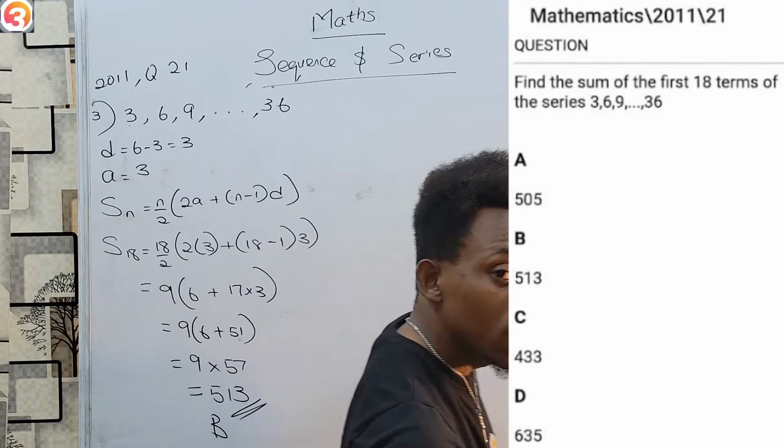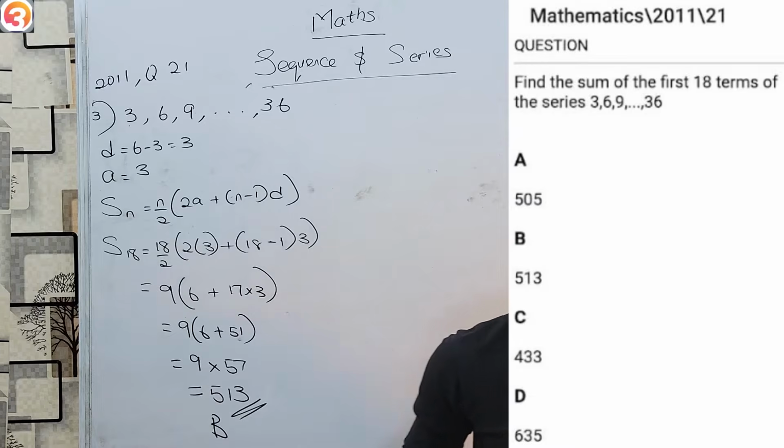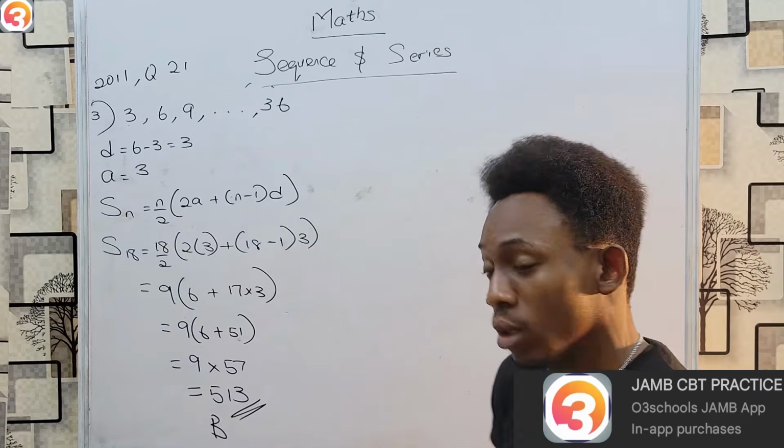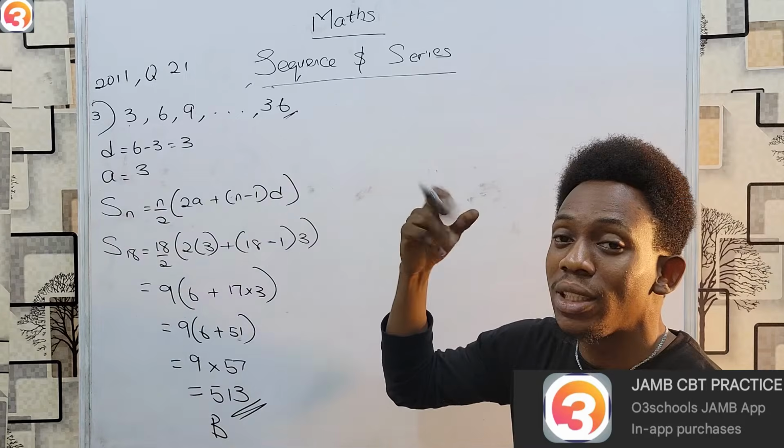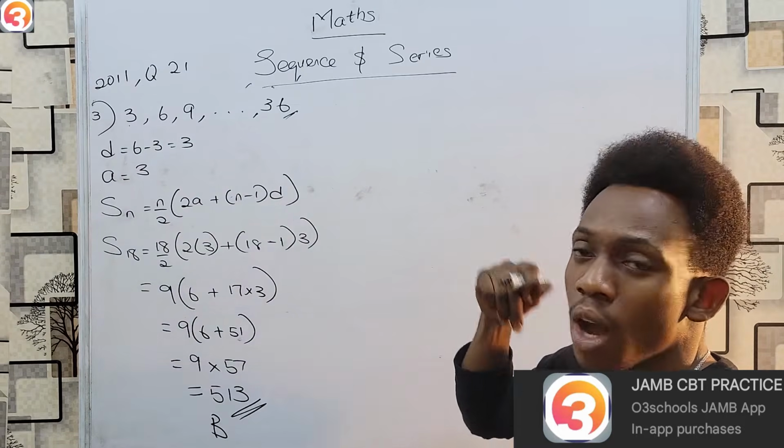I see, quite easy. I just want to point out, let's see if we have used the first formula. This is to avoid making mistakes. Let's confirm if 36 is actually the 18th term. How can I do that?